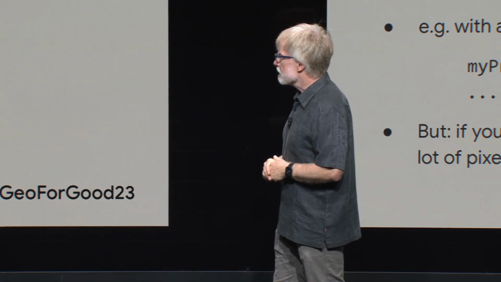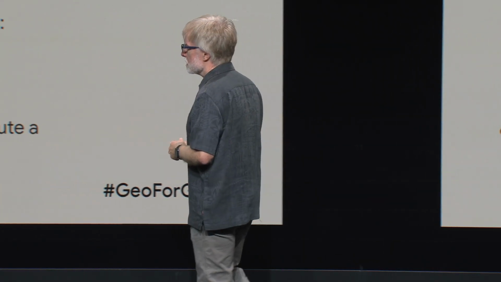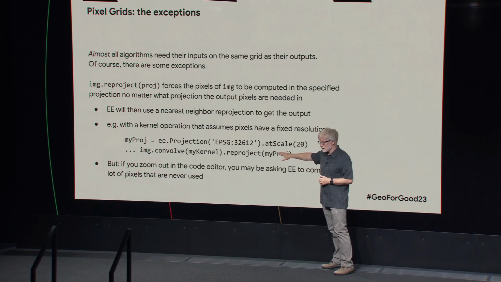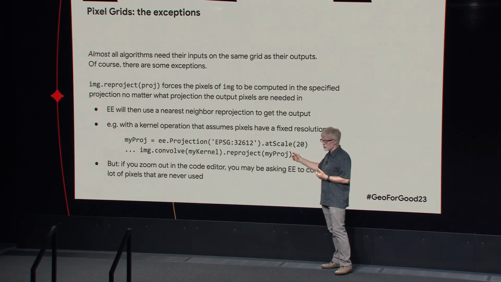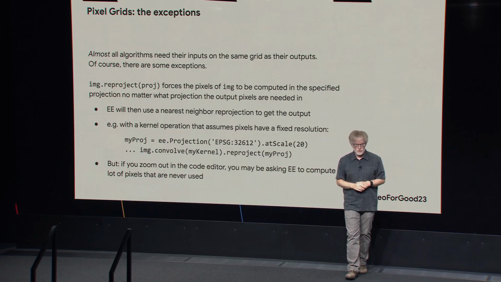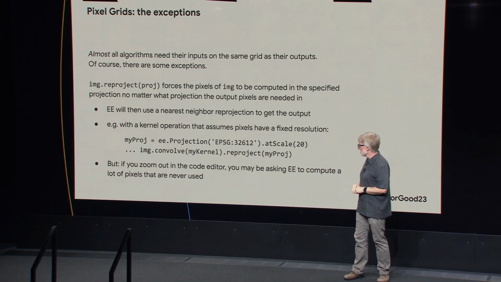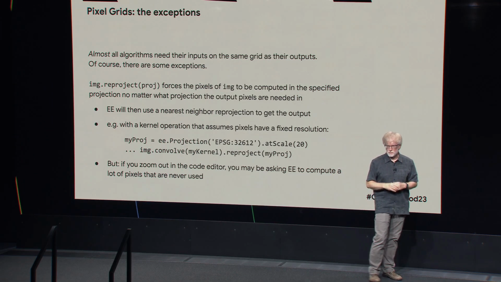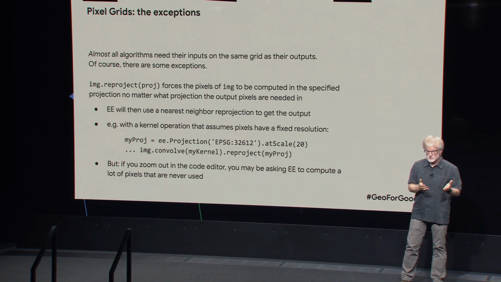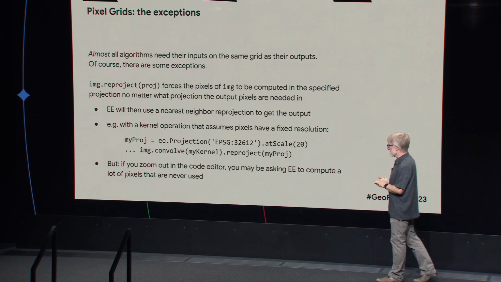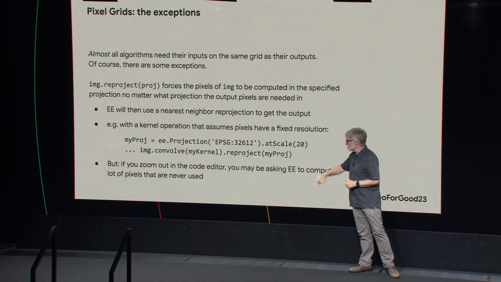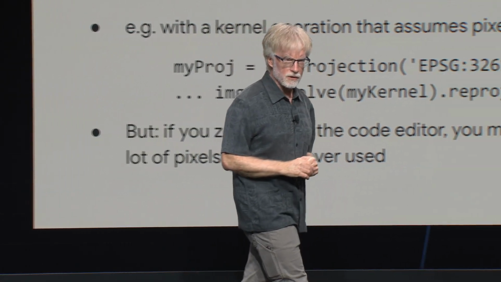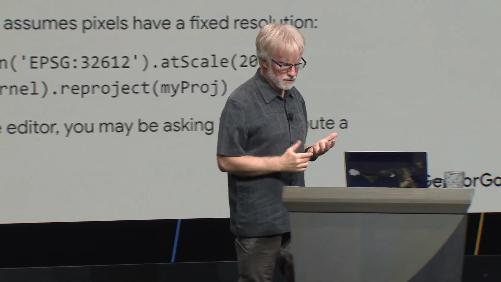The risk with doing this is it is ignoring the output projection. If your output projection has much lower resolution than the projection you put here, you've told Earth Engine to compute potentially thousands or millions of pixels for each output pixel. And that's just going to be slow. There's no way around it. So that's the trap people usually fall into when they start experimenting with reproject, is they zoom out in the Code Editor, and all of a sudden it's incredibly slow or never finishes loading.